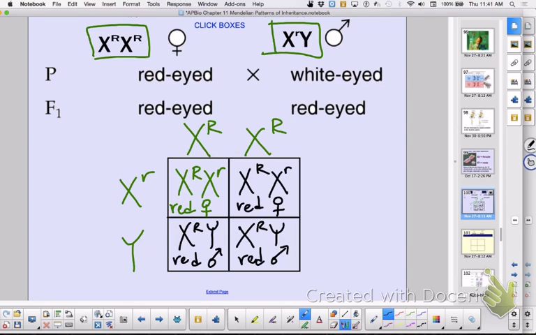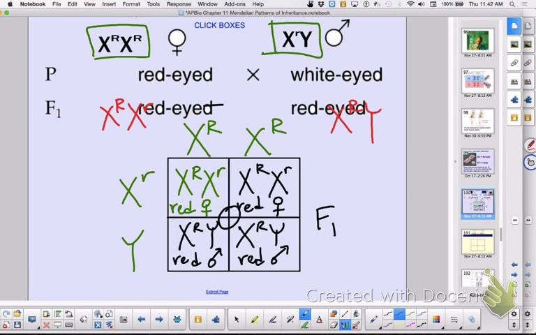One. Okay, so this is the parent generation right here. These right here would be referred to as the what? F1s. Now, there's only one type of female here, right? And only one type of male here. But everybody has red eyes. So when you got your F1s, the females would be X big R, X little r, and the males would all be X big R, Y. Do you agree with that?